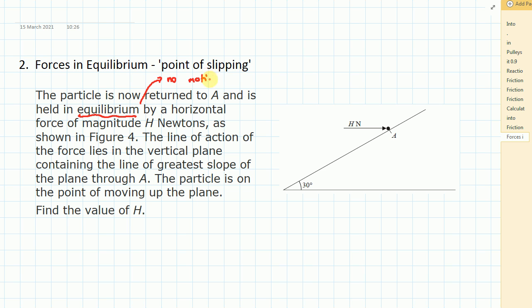by a horizontal force, magnitude H newtons, as shown in the diagram. The line of action of the force lies in the vertical plane containing the line of greatest slope. So it's actually just saying we are looking through a single cut-through. There's no funny angles in it. We're strictly dealing with a two-dimensional problem. The particle is on the point of moving up the plane. Find the value of H.